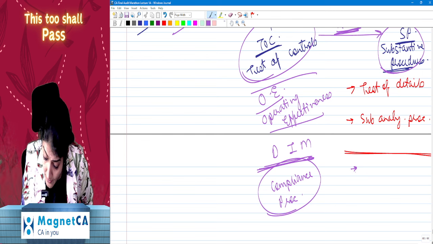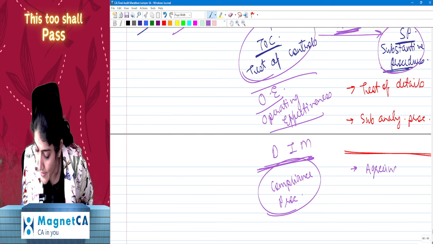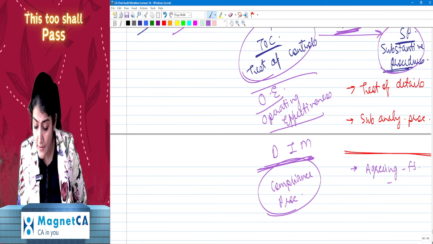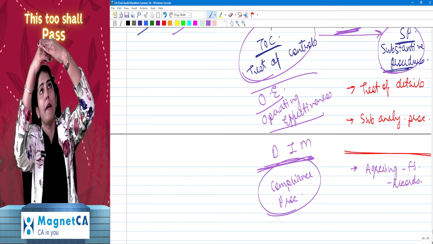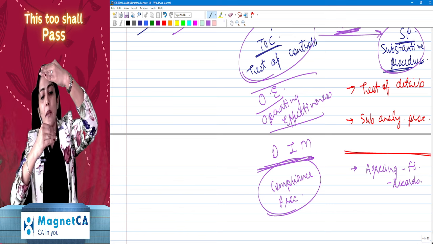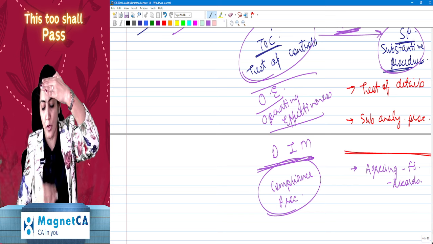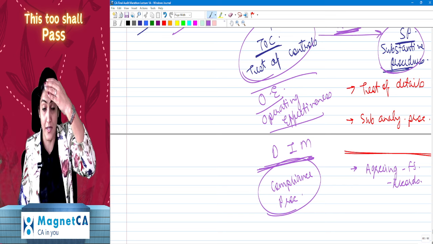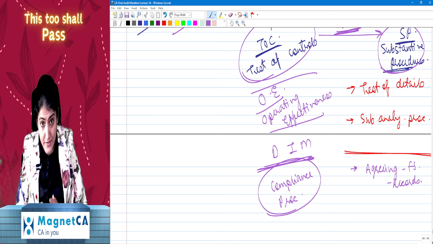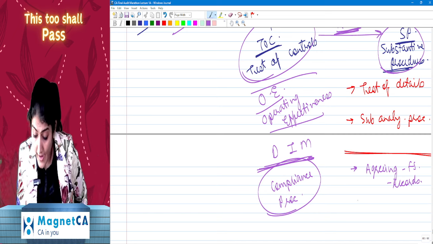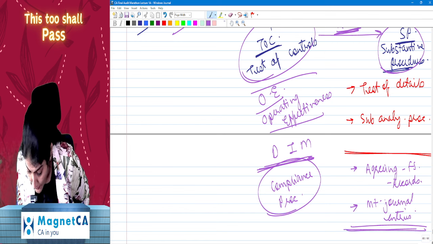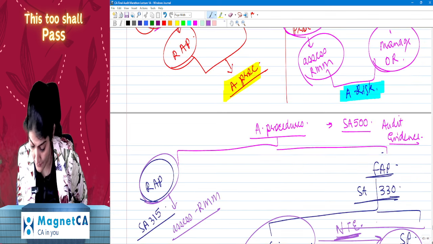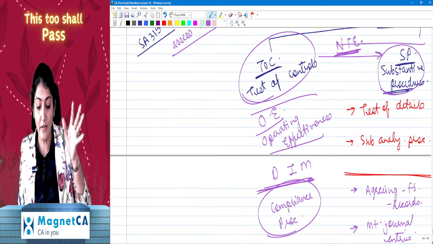Then the third one, agreeing the financial statements to underlying records. Financial statements, balance sheet; balance sheet, schedule; schedule, trial balance; trial balance, ledger; ledger, book of prime entry, voucher. So agreeing the financial statements to underlying records. Okay, and last but not the least, examining material journal entries. In journal entry, JV testing: all the opening, closing, write-off, provision entries. So examining material journal entries.